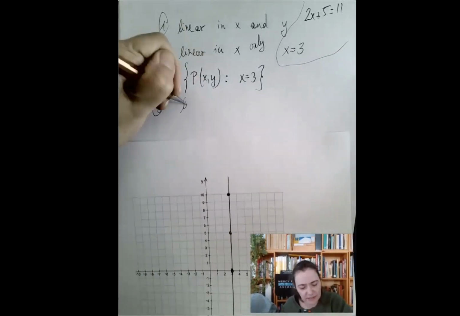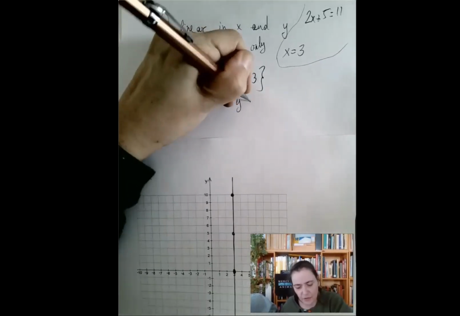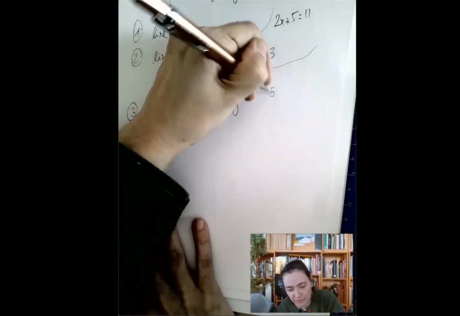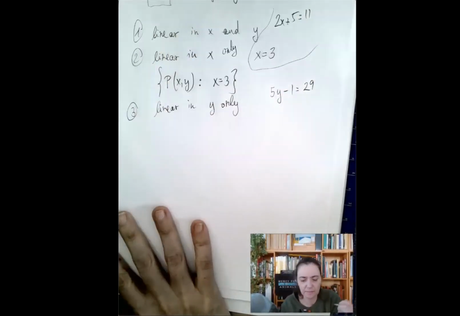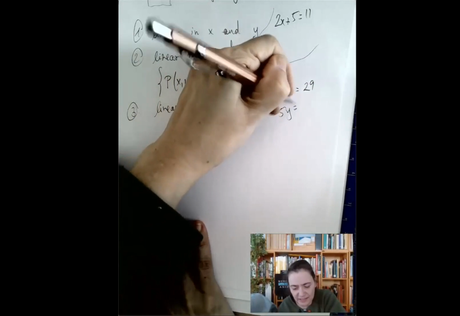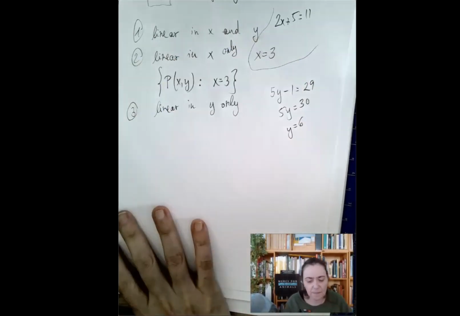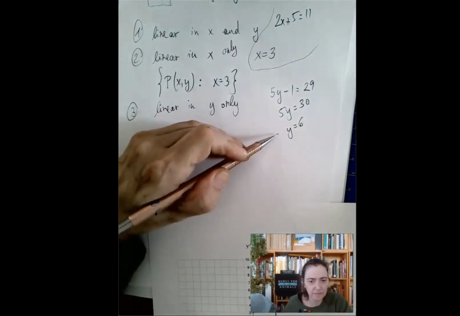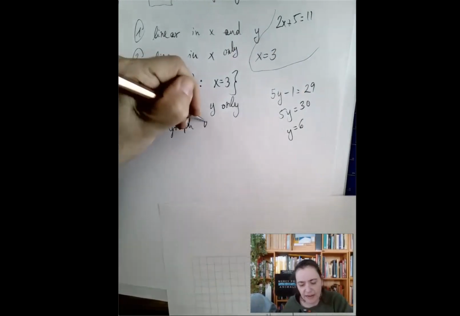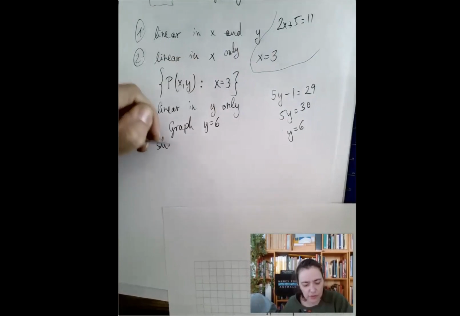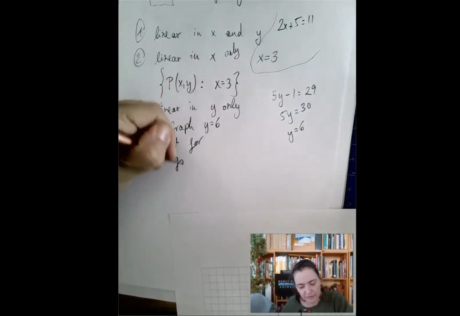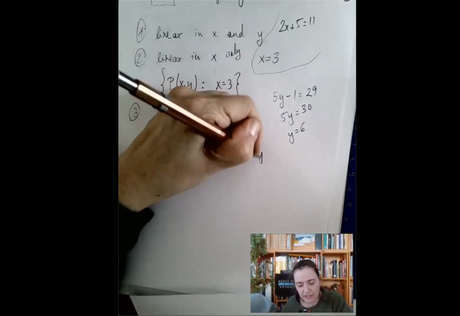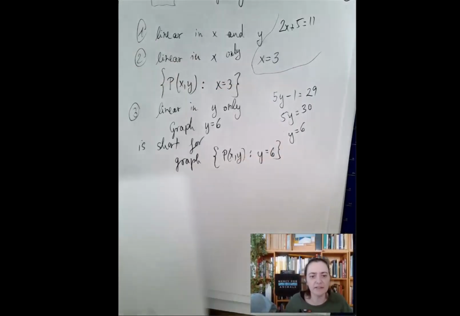And linear in y only: you might have a linear equation in y only, but then you can solve for y. Something like 5y minus 1 is 29. 5y is 30. Y is 6. And that's going to be a horizontal line, because no matter what x is. So this is confusing when people say graph this. Graph y equals 6 is short for graph the set of all points P(x, y) such that the y coordinate is 6. And that's a little cleaner. That's a little bit more clear.